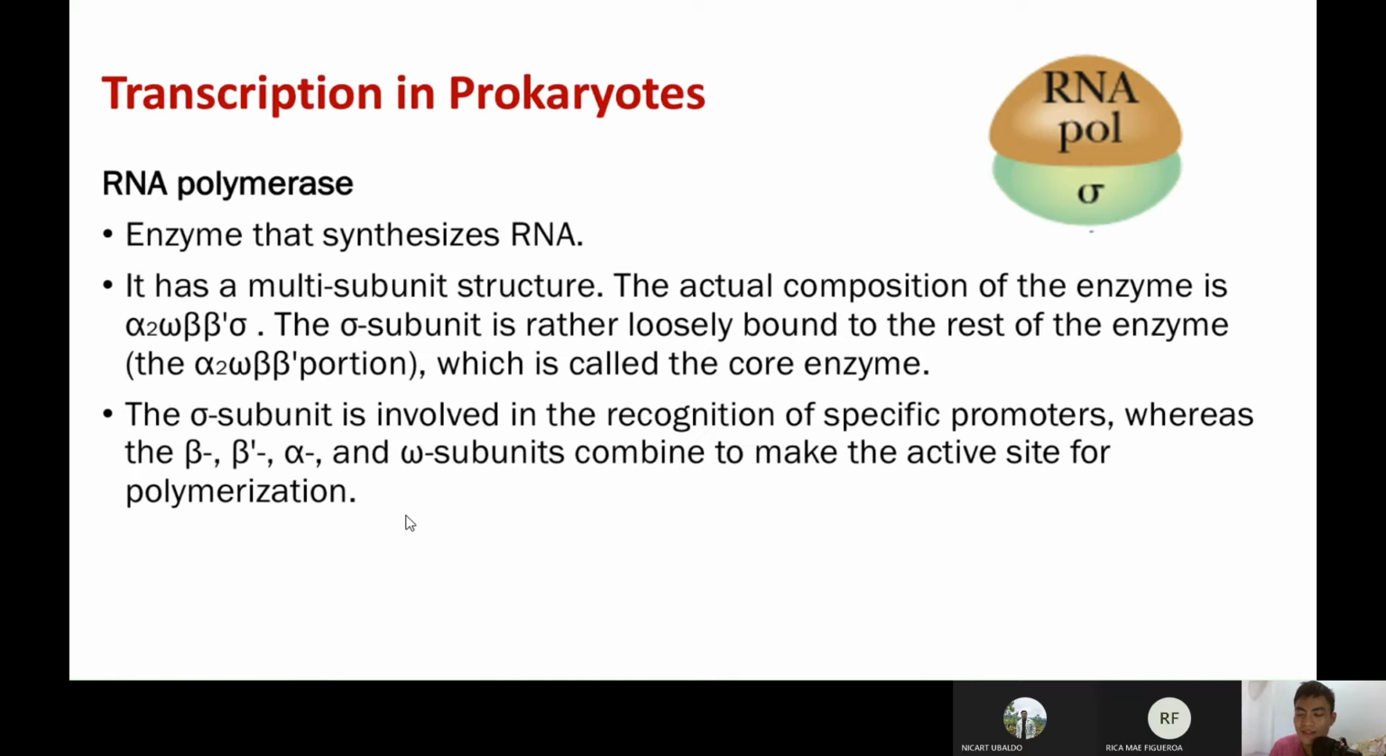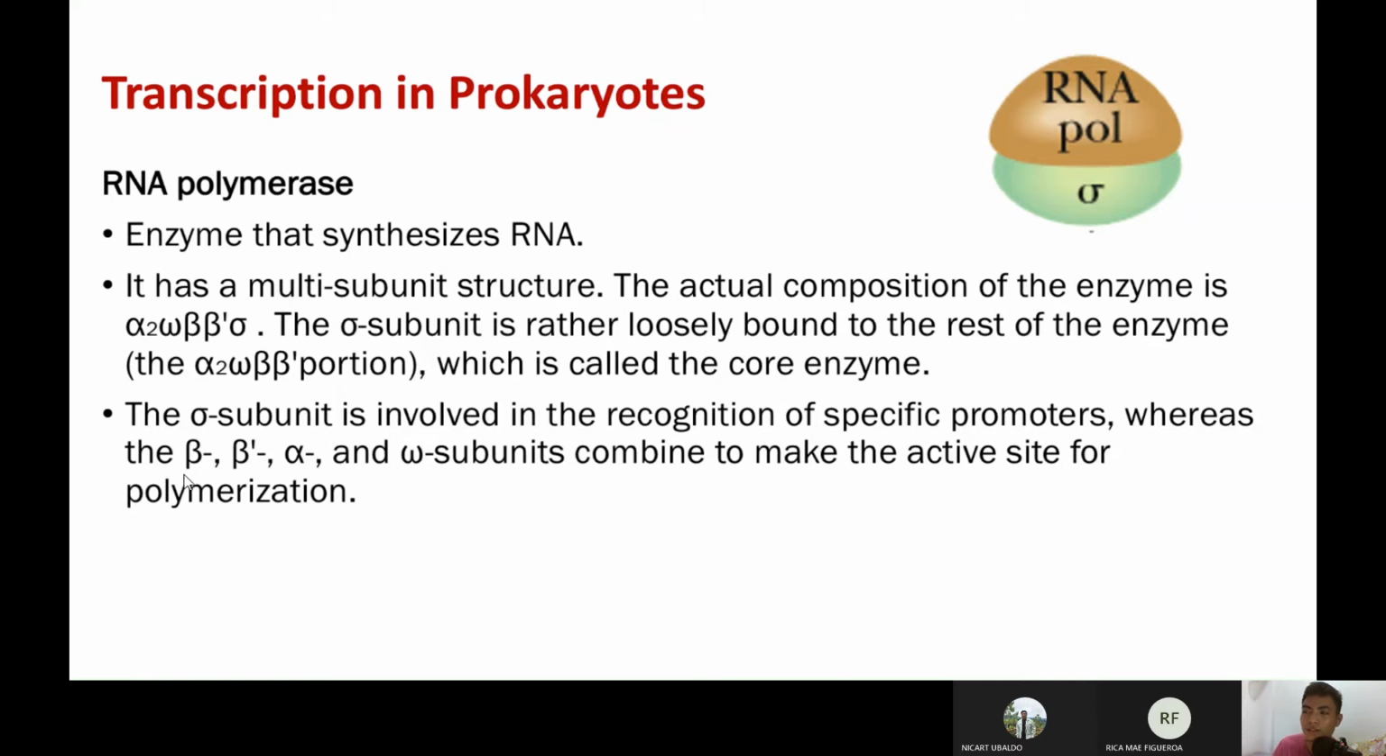Okay. So in transcription of prokaryotes, sa prokaryotes ulit inaaral kasi nga madali sila. So kailangan natin ng RNA polymerase, and this is the enzyme that helps us to produce the RNA single strand. So this enzyme is a multi-subunit structure. Ibig sabihin ito sa quaternary structure. So you have the alpha 2, omega, beta, beta prime, sigma subunit. Ayan yung buong composition niya.